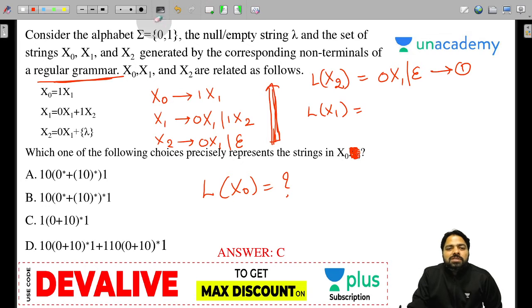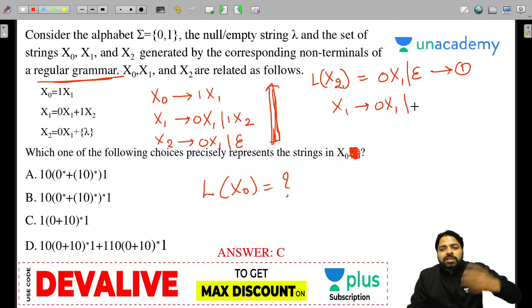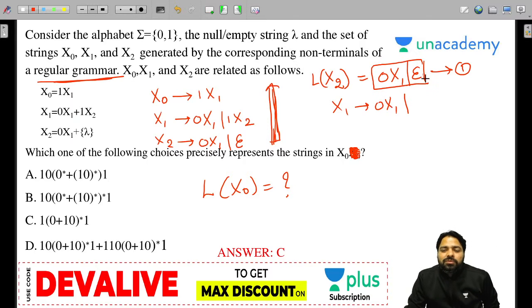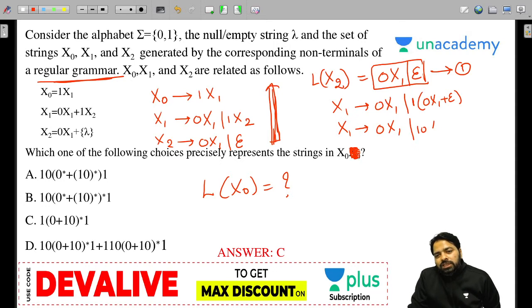So let me write the first production, then I will prove it. What is x1? x1 is 0, x1, x2. Substitute here, because we have already assumed we have computed. So what I am going to do: 0, x1 plus epsilon. Then what does the x1 production look like? 1, 0, x1 or 1 epsilon, which is 1. Now we have converted everything into x1.